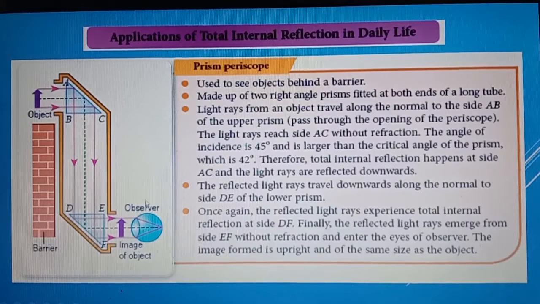Okay, so when it gets into the observer's eye, the observer will observe the image which is virtual, upright, and the same size. Okay, so you can see a brighter image will be formed when we use a glass prism due to total internal reflection.